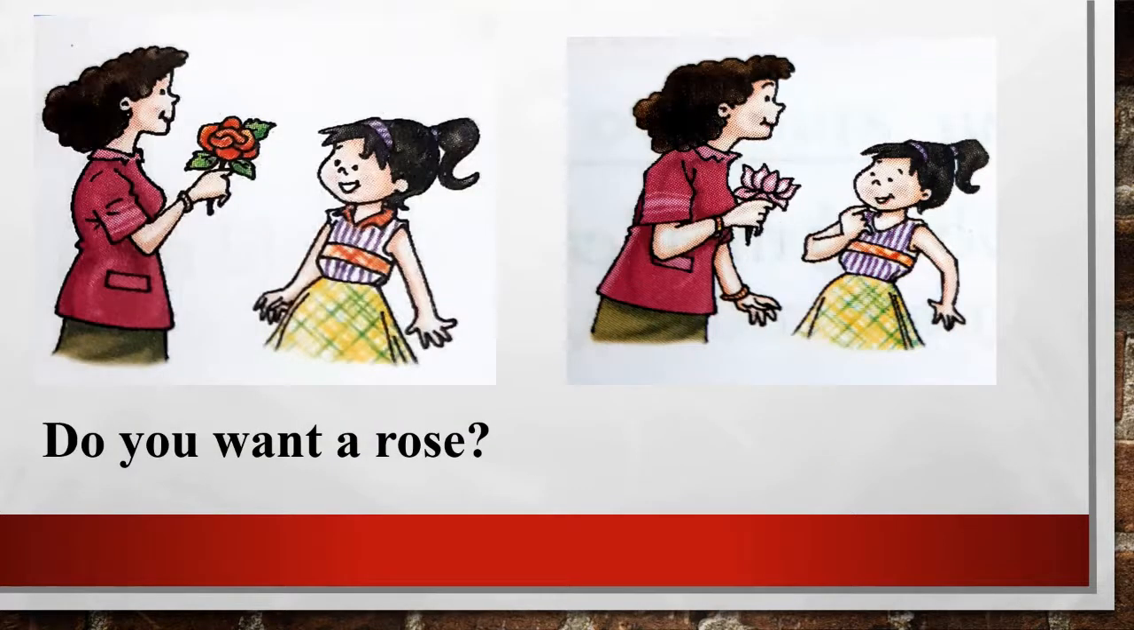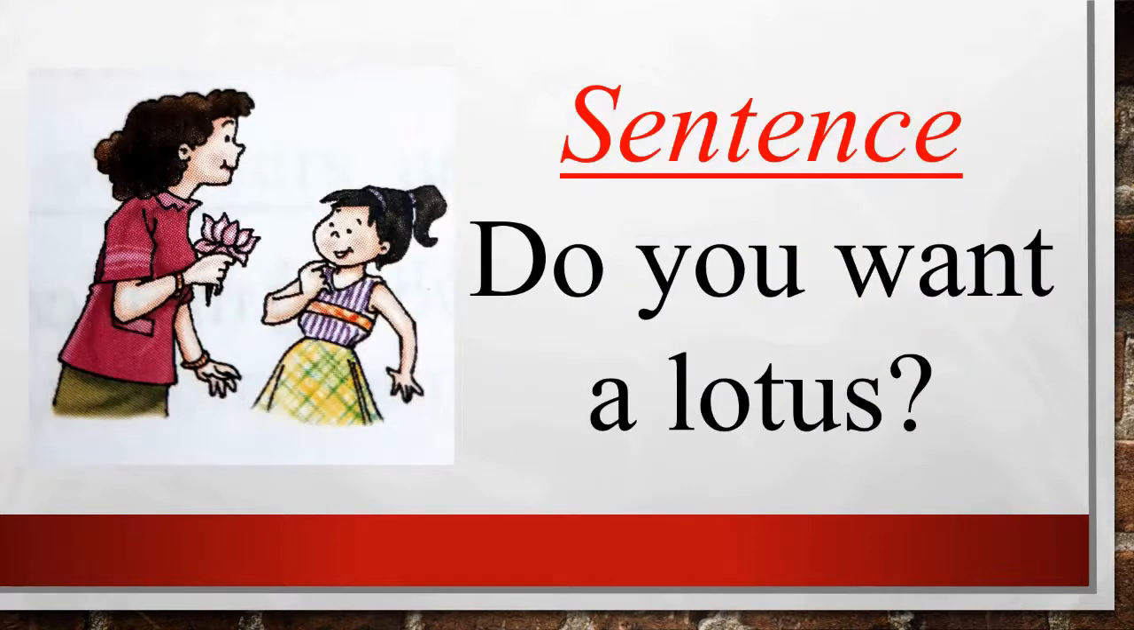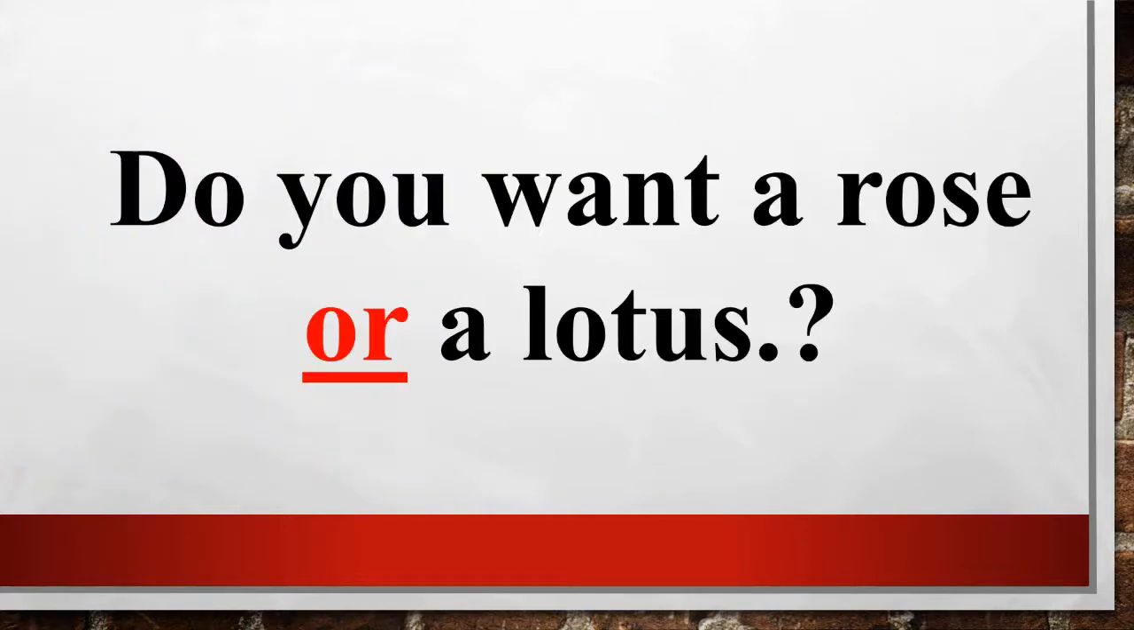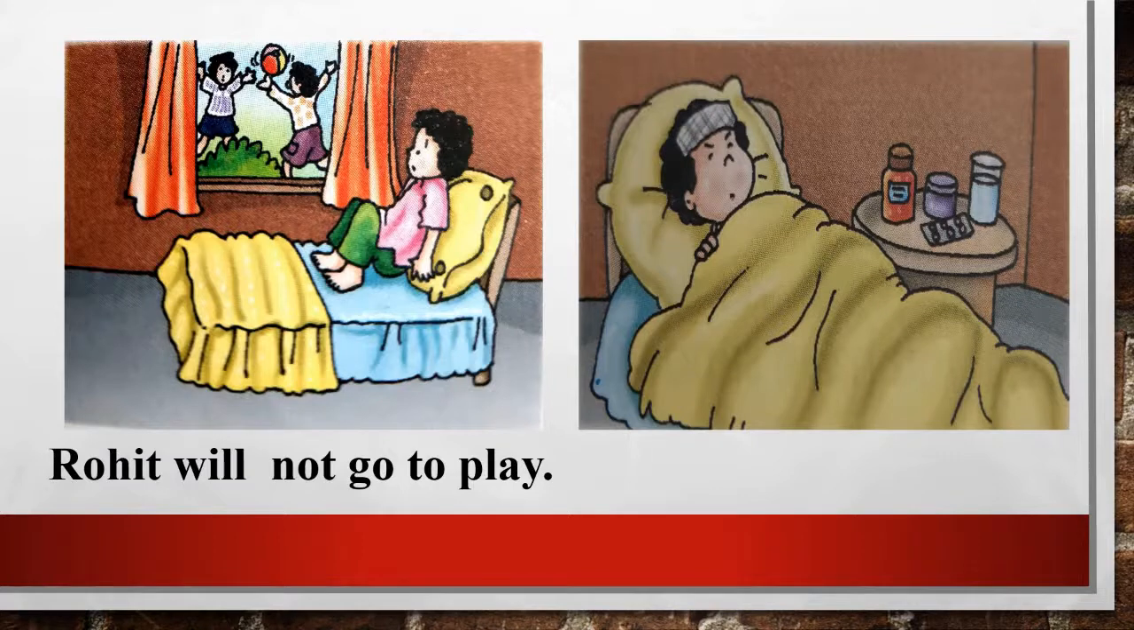Now look at this example. The first sentence is, do you want a rose? The other sentence is, do you want a lotus? Here we use or to join the sentences. So we get the sentence, do you want a rose or a lotus? Here you are getting the choice of a rose or a lotus. Let's see the next example.